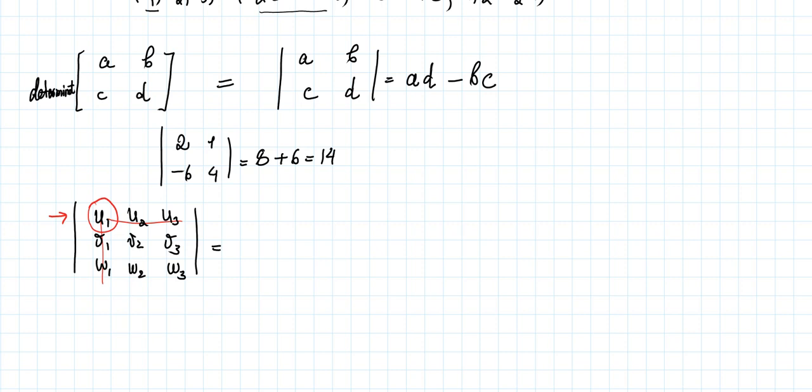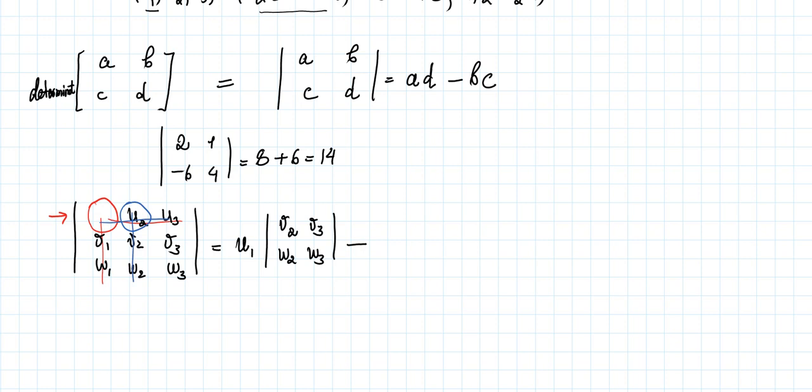Okay? So when you cross this out, you're going to have a matrix. What is the determinant of this matrix? It's going to be equal. So basically, it can be written as U1 multiplied by the determinant of the matrix V2, V3, omega 2, omega 3. Okay? Minus. So we need to go to the second term.